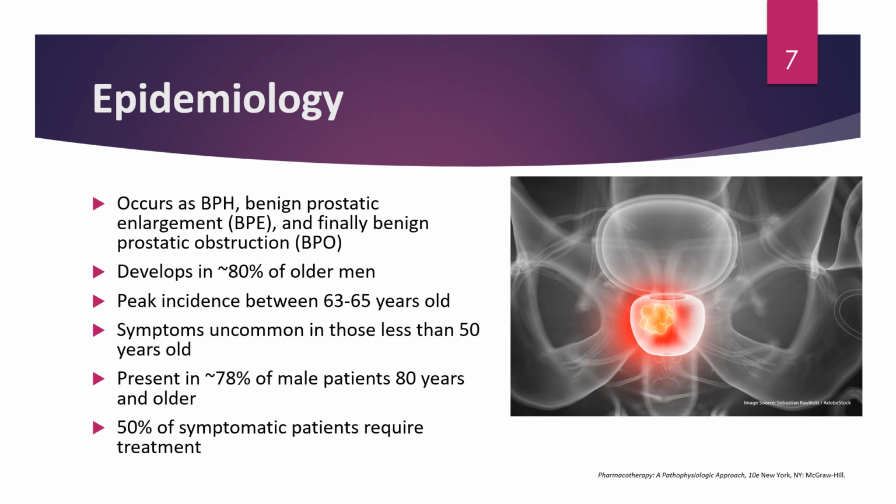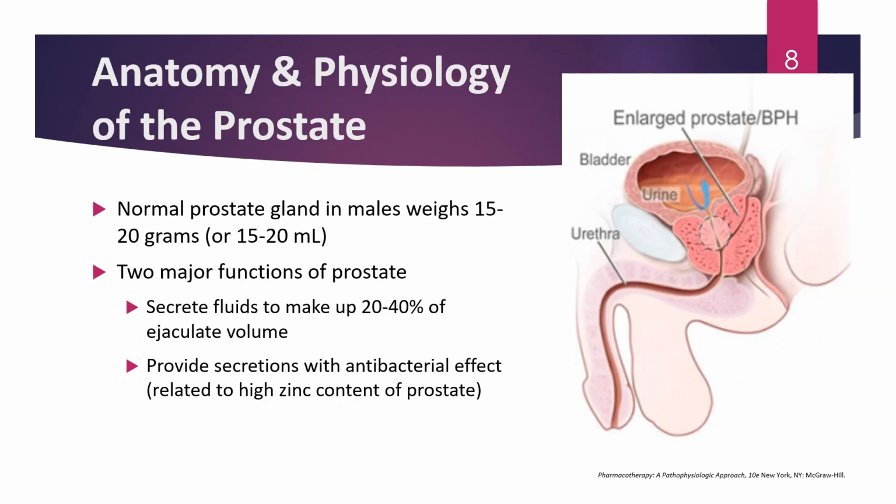So a little bit about the anatomy and physiology of the prostate. A normal prostate gland in males weighs about 15 to 20 grams, and if you use a density of 1 gram per ml, like standard water, that's about 15 to 20 milliliters. It's very important to be aware of the size of the prostate, because the size of the prostate may actually dictate what drug therapies we choose for our patient.